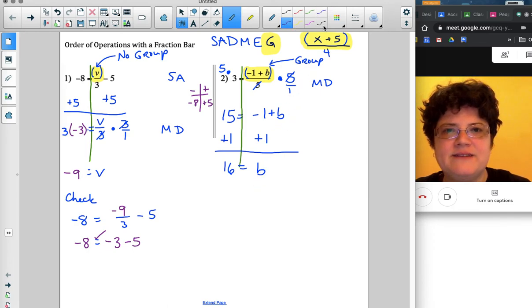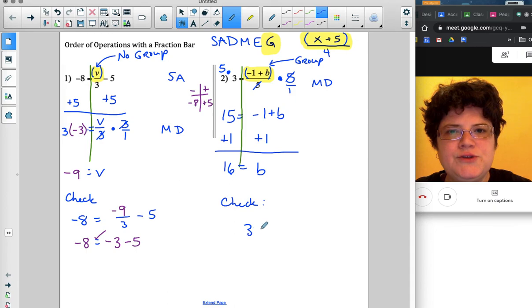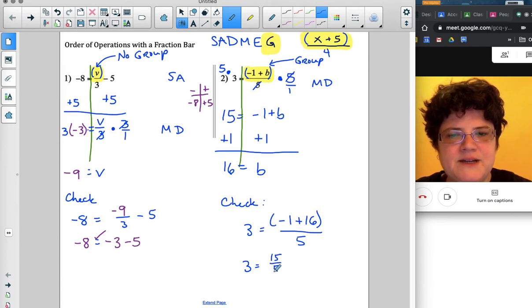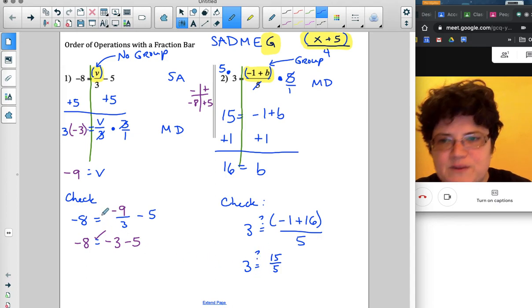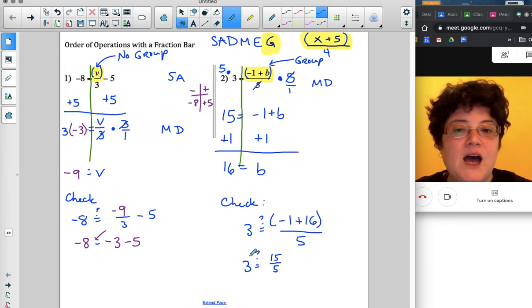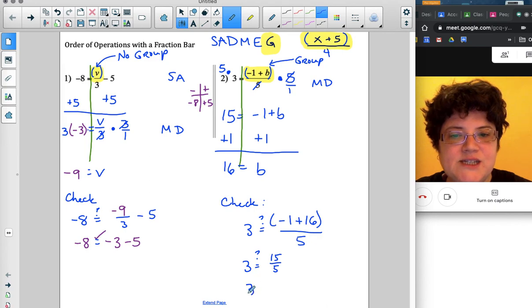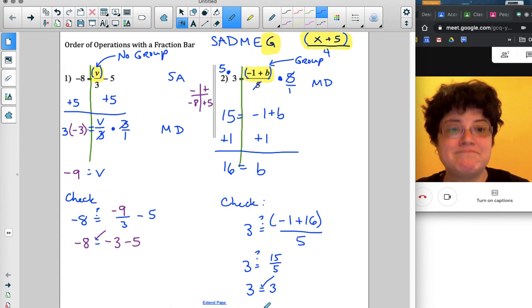And let's check that. Is it true that 3 is equal to negative 1 plus 16 divided by 5? So is 3 equal to negative 1 plus 16? That's positive 15. Positive 15 divided by 5. I forgot my question marks. I forgot them over here too. Oh no. Okay. And so is it true that 3 is equal to 3? Hey, look at that. That looks true.